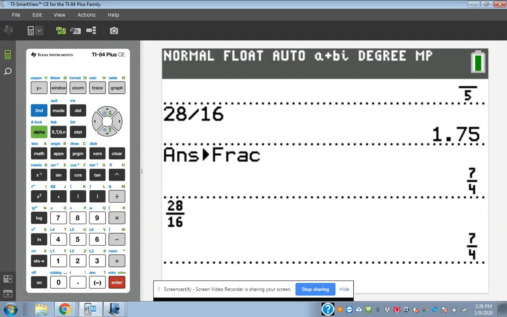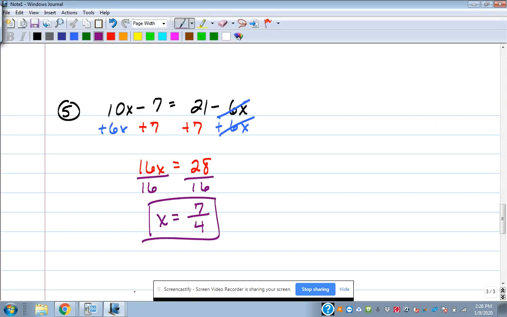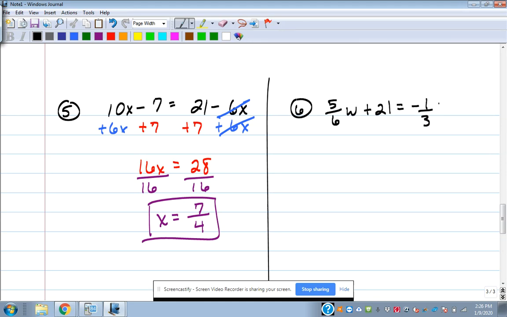I hope that we try to understand how to do it without it, but I know you guys have had it in your hands for quite a long time, so it's hard to break that habit sometimes. I'm just gonna go right beside that and do the next one. 5 over 6 w plus 21 was negative 1/3 2w minus 9.